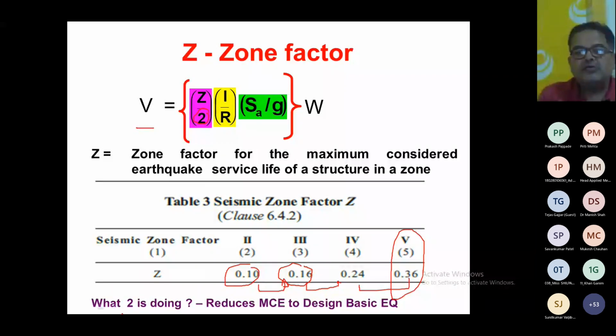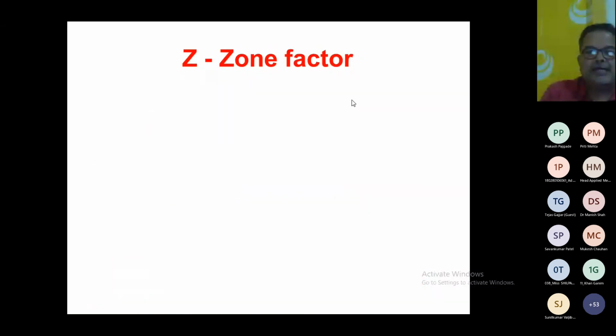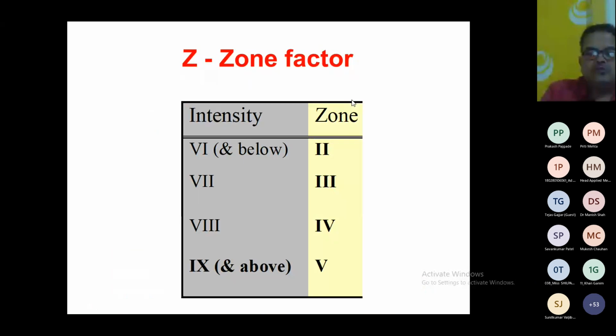And here another important thing is Z by 2. Now why is 2 introduced here, right? Because the maximum credible earthquake is reduced to a design basis earthquake, and that is the reason it was done, right? And this zonation is done on the basis of the intensity. So yesterday we discussed that Ahmedabad is in zone 3.